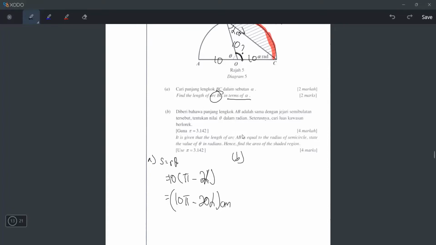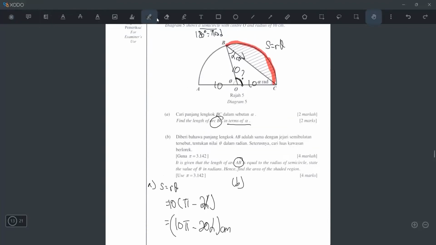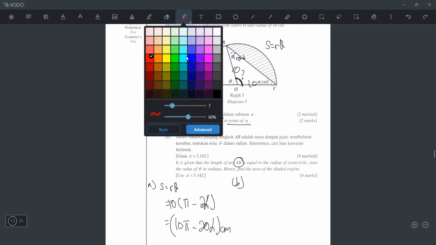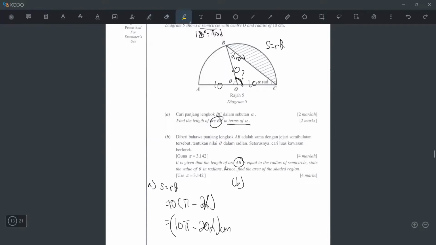Okay, B. It is given that the length of arc AB. I should really highlight it, because I need to know which line they're talking about. So let's highlight using yellow color. So length of arc AB, where is it? Arc AB, so this is the arc. Is equal. Equal means the same as the radius of semicircle.